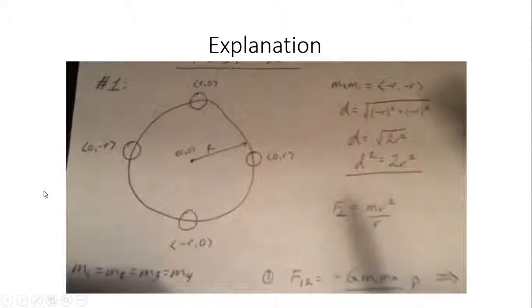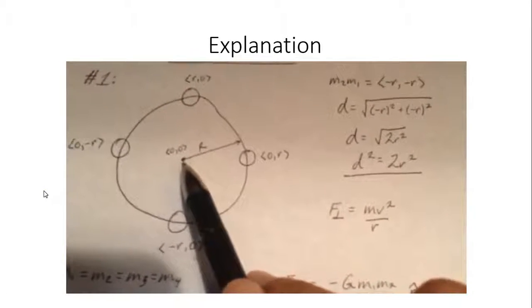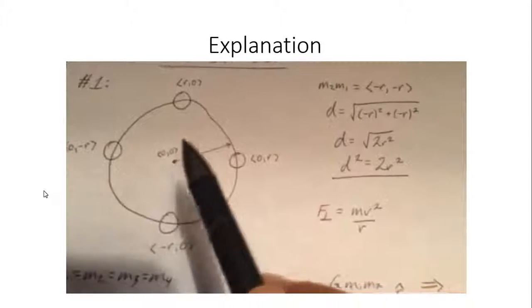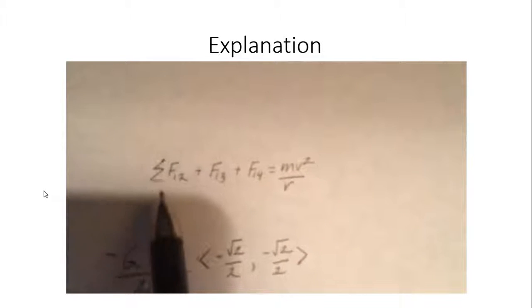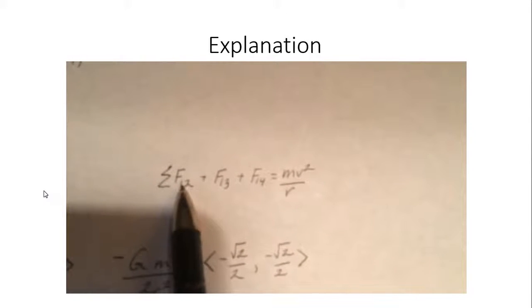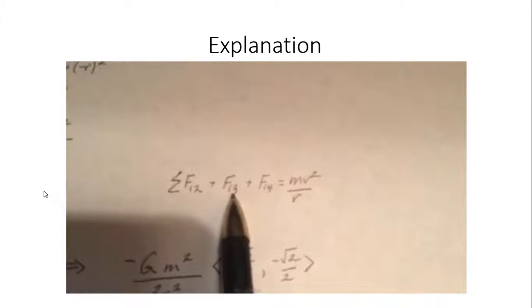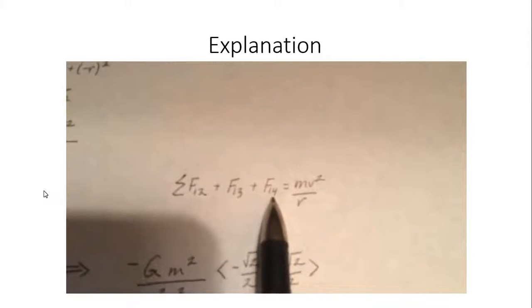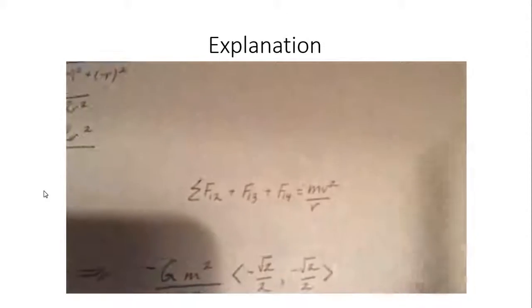We know that the forces in this circular motion are all going to have a net effect towards the center of the circle for this rotational motion. So, moving on, we know that the sum of the force of object 1 acting on object 2 plus object 1 acting on object 3 and object 1 acting on object 4 has to be equal to this centripetal force, or mv squared over r.